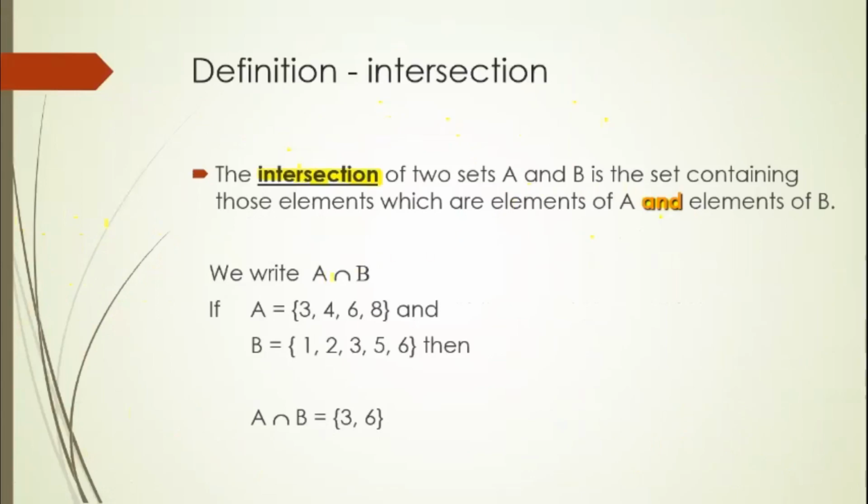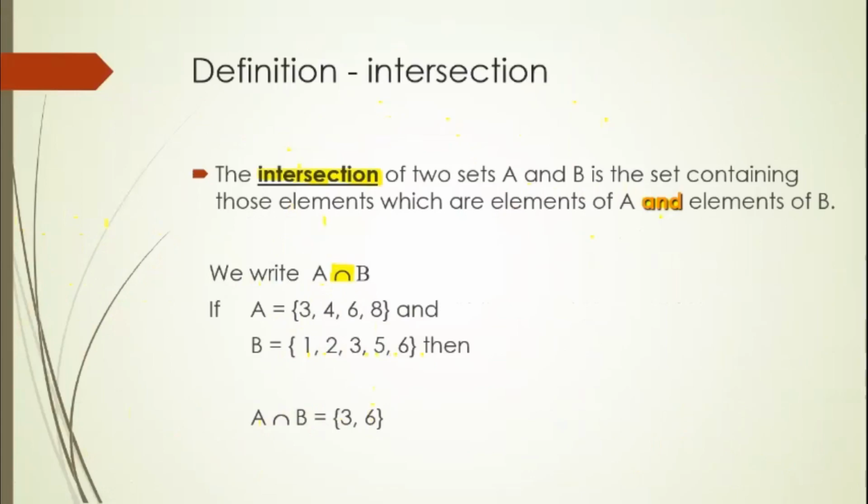And we represent it by this cap-like symbol. Okay, so we write A intersection B. So this is the symbol for intersection. If we have here two sets A and B, A is 3, 4, 6, 8, and B is 1, 2, 3, 5, 6, then A intersection B is 3 and 6. So how did we arrive at this answer?